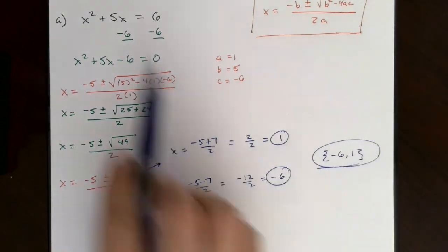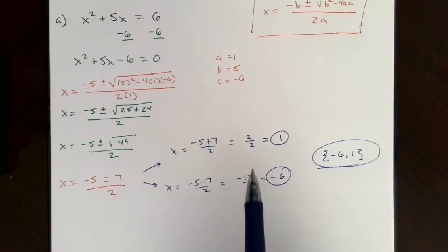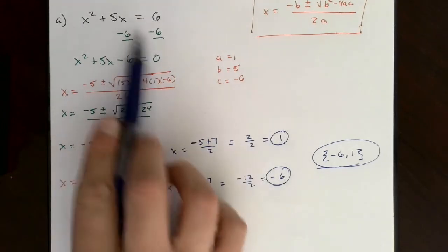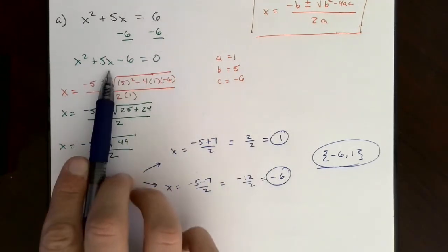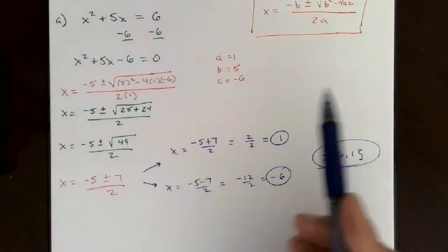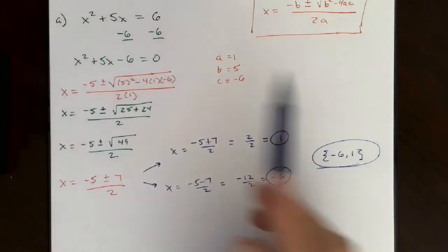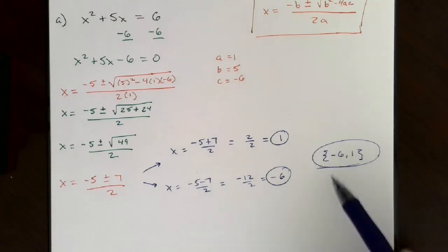But these are the answers that make the original equation true. Right, that's what you found. Now, if you tried to solve this by factoring, you still would have to get in the standard form first, but then once you had this, if you factored this, you would have gotten x plus 6 times x minus 1 equals 0, and then solving those, you would have gotten negative 6 and 1.